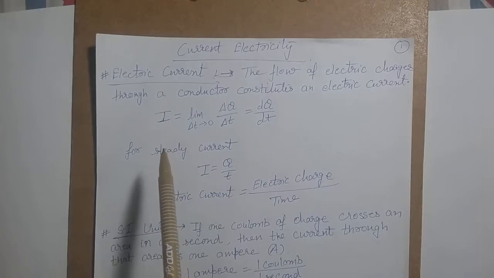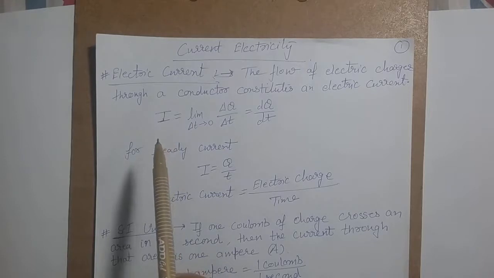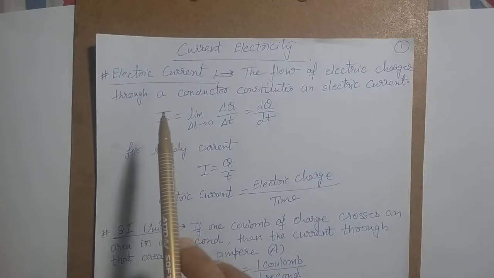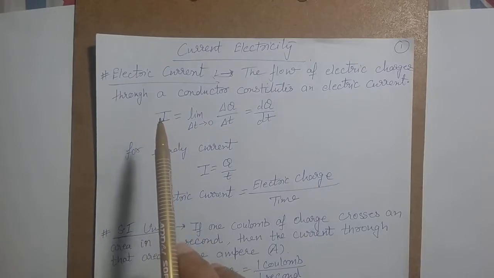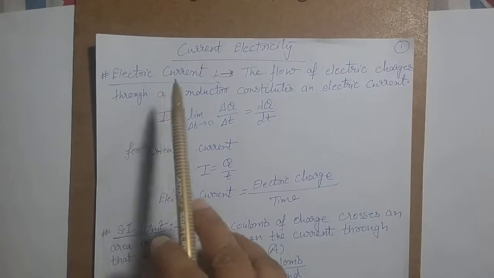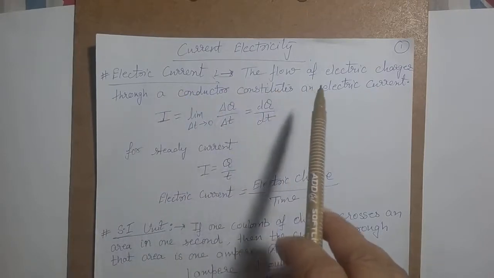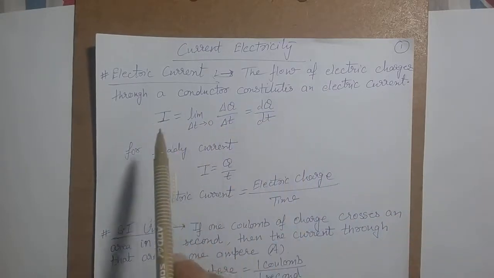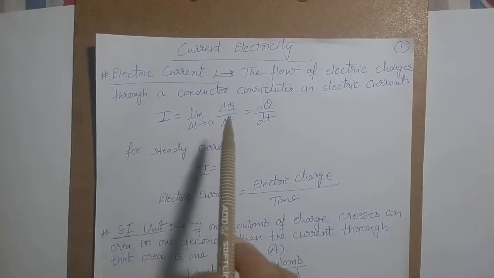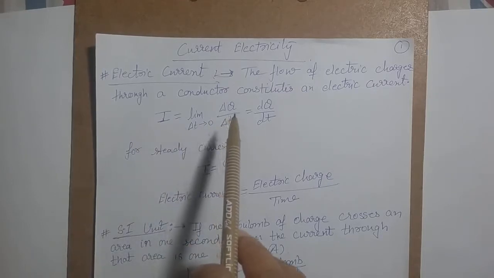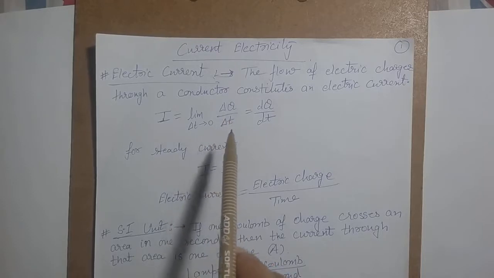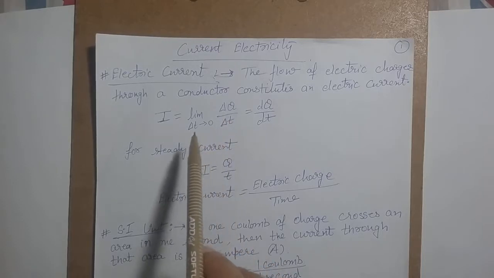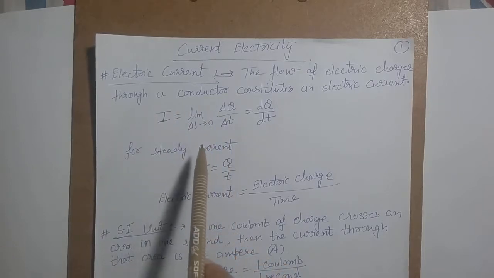And you had already studied in your 10th class that the rate of flow of charge carrier is known as the electric current, the current which is flowing in our appliances. So, electric current is the flow of electric charges through a conductor, and that current is equal to the charge flowing through a conductor in a unit time, and the duration of time is very small. So this is our instantaneous current for a particular instant of time.